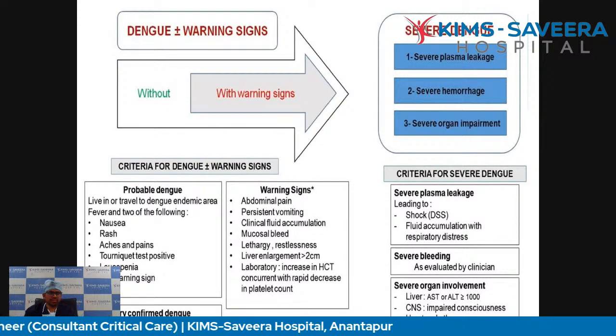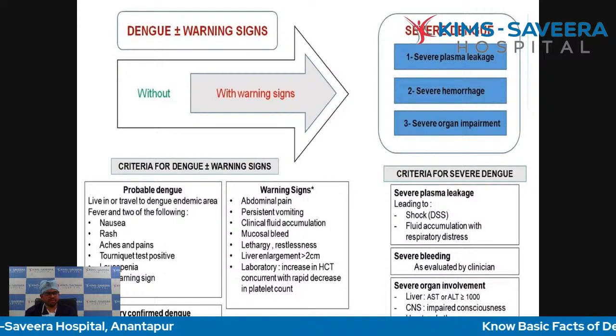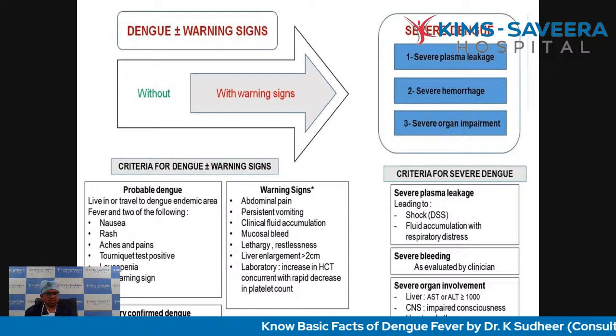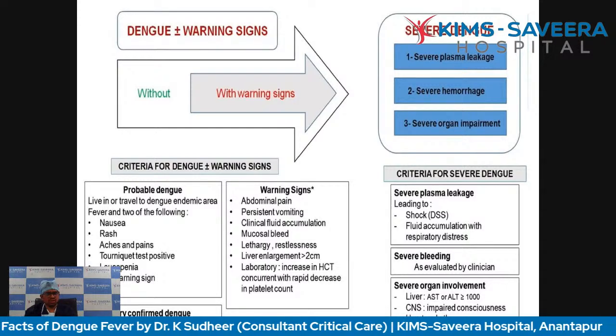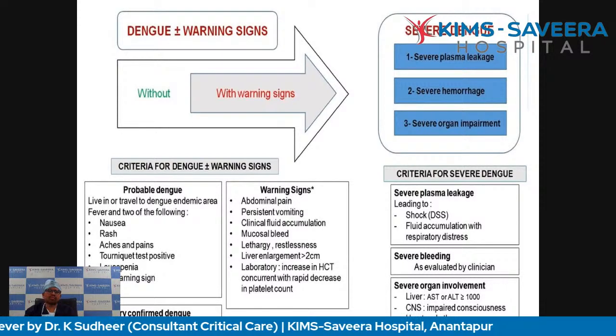Probable dengue means the patient has a travel history to an endemic area, fever, nausea or rash or body aches, or tourniquet test positive or leukopenia. These are all signs of probable dengue.